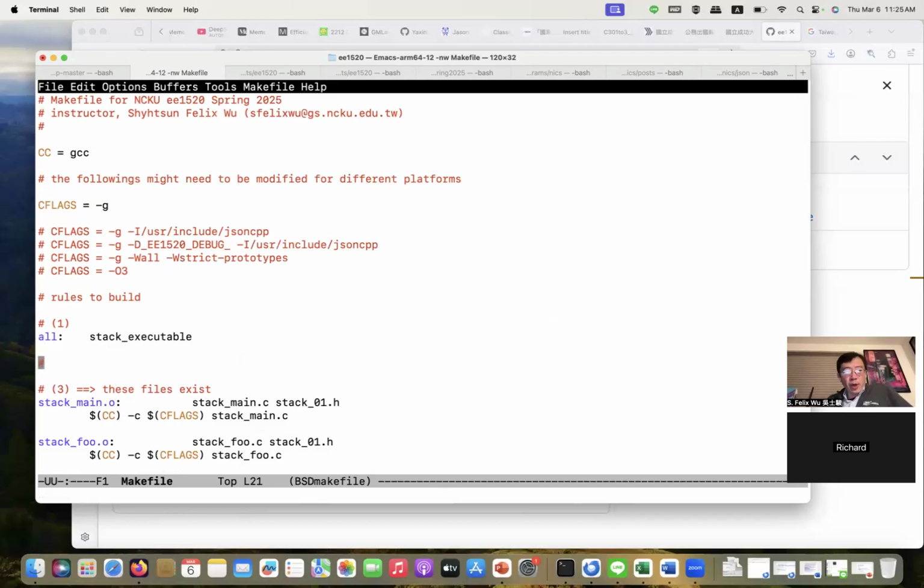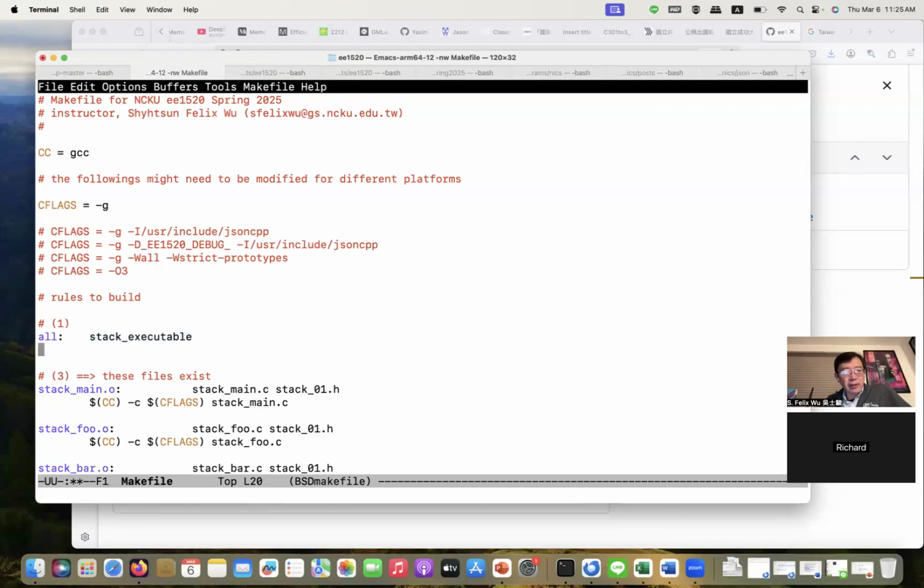So the first rule it will trigger is the all rule. And in the all rule, it will try to see, okay, I need to see the dependency list, which is the stack executable. Let me actually get rid of this.